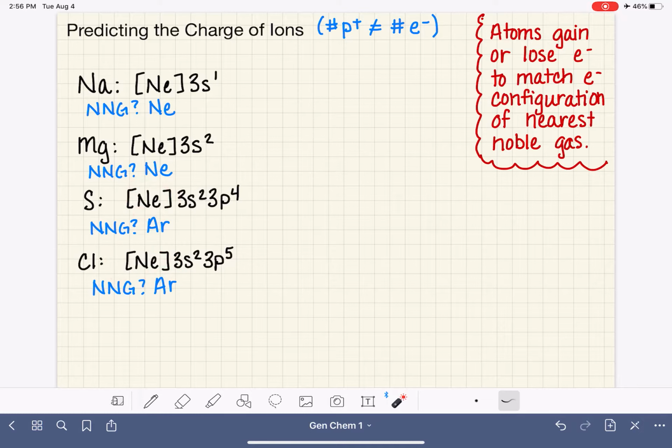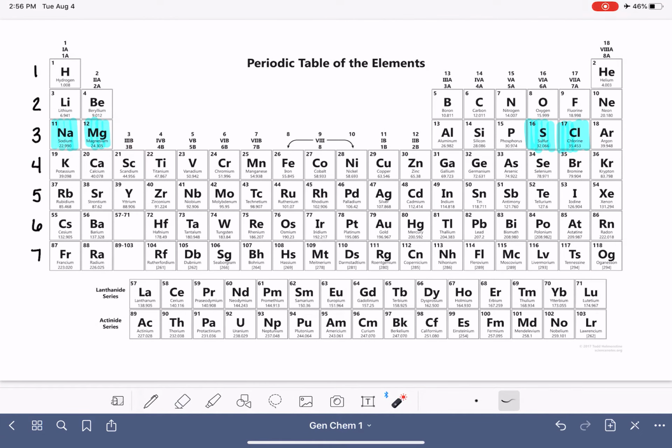So again, why are we looking for the nearest noble gas? We want to have our atoms gain or lose electrons so that their configuration matches that of the nearest noble gas. So let's go back to the periodic table again, and I'm going to unhighlight most of these because I want to just focus for now on sodium and its nearest noble gas, which is neon. What would the sodium atom need to do in terms of its electron configuration so that it would have the exact same electron configuration as neon?